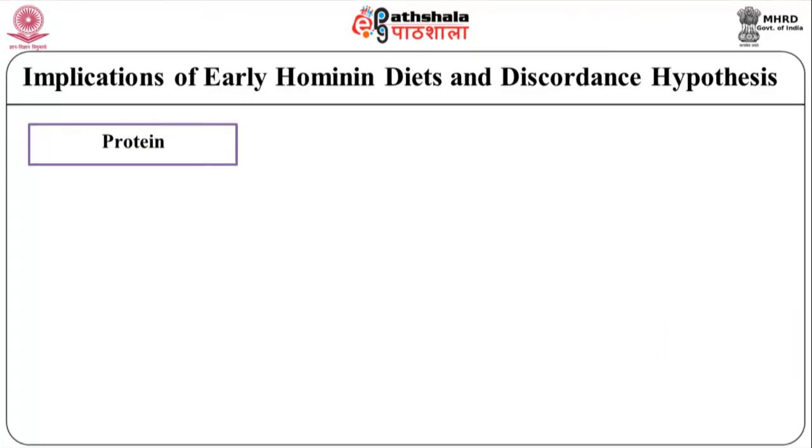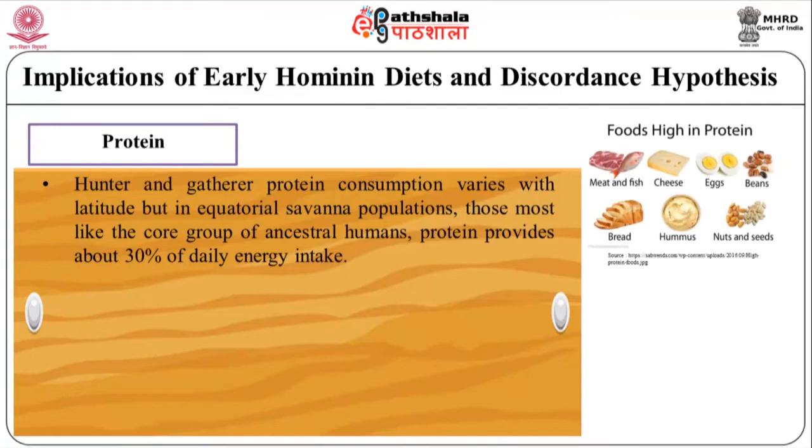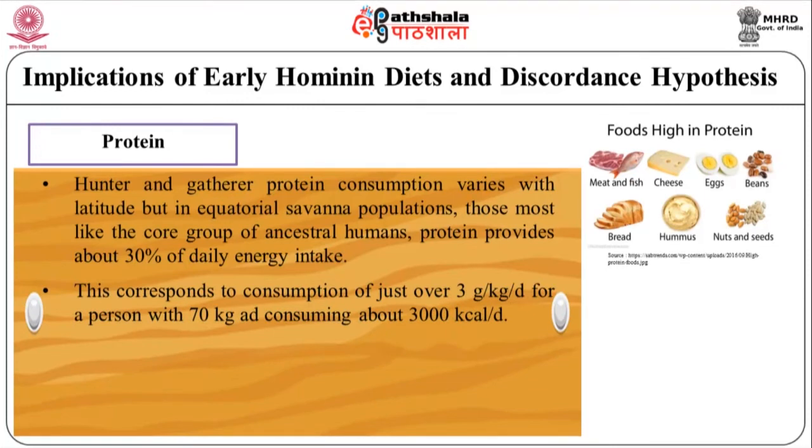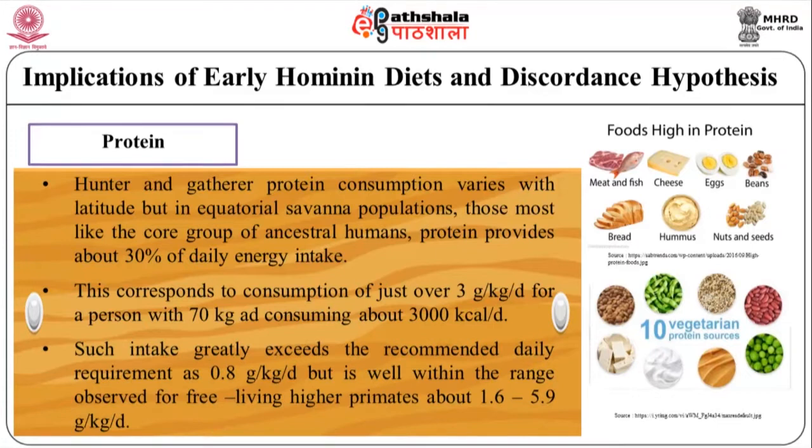Now let us talk about the proteins. Hunter-gatherer protein consumption varies with latitude, but in equatorial savanna populations, those most like the core group of ancestral humans, protein provides about 30% of daily energy intake. This corresponds to consumption of just over 3 grams per kg per day for a person of 70 kg, consuming about 3,000 kilocalories per day. Such intake greatly exceeds the recommended daily requirement of 0.8 grams per kg per day, but is well within the range observed for free-living higher primates, about 1.6 to 5.9.